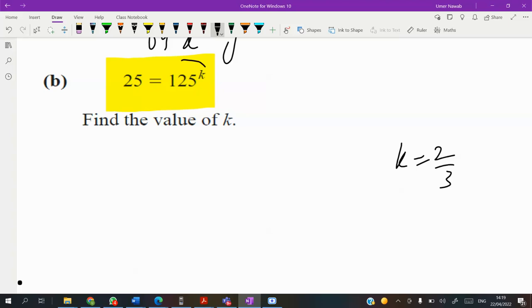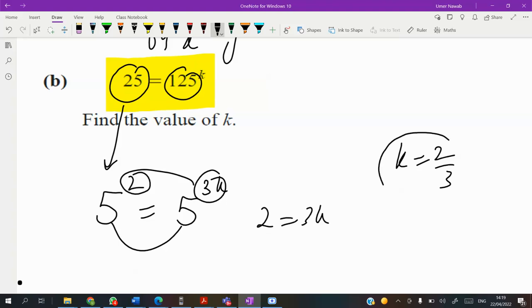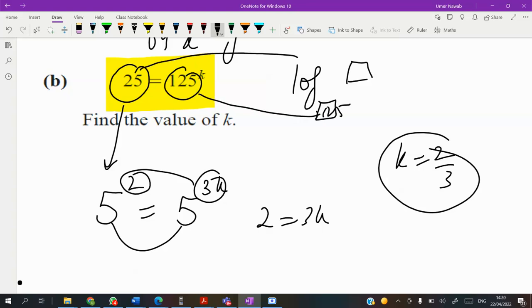However, if you want to do the full step, the best thing is both 25 and 125 can be written as a power of 5. So 25 is 5 squared, and 125 can be written as 5 raised to 3, so 3k. Once the bases are the same, you can put their powers the same. So 2 is equal to 3k, and then you get the final answer. So we can get the answer by using the log function of a calculator, where this is the base of the log, so you put 125 here and the 25 there, and then you get the answer for k very quickly as 2 over 3.